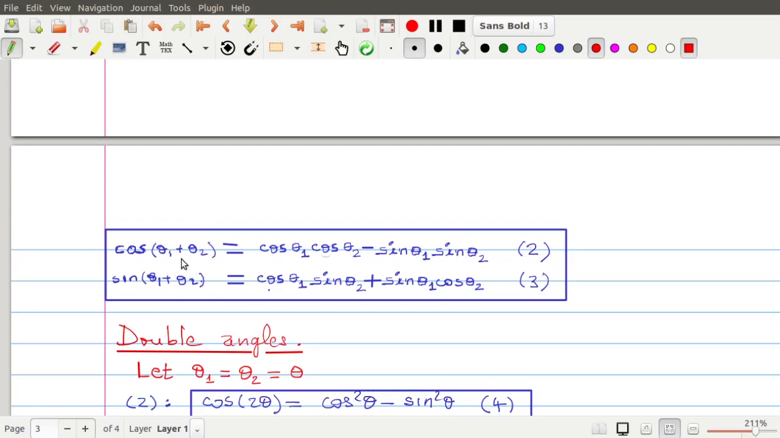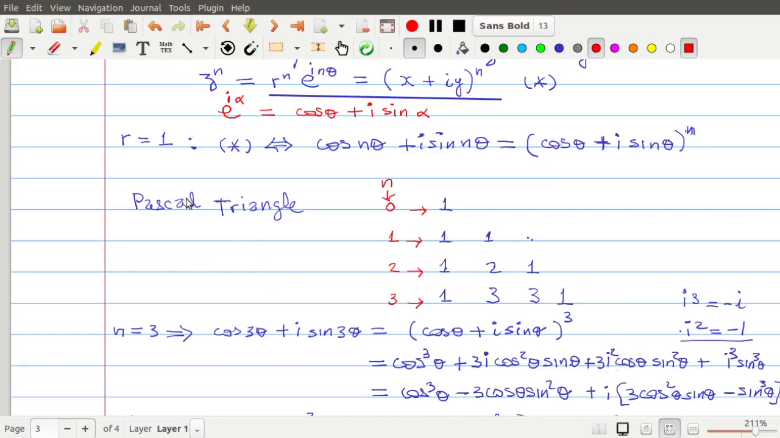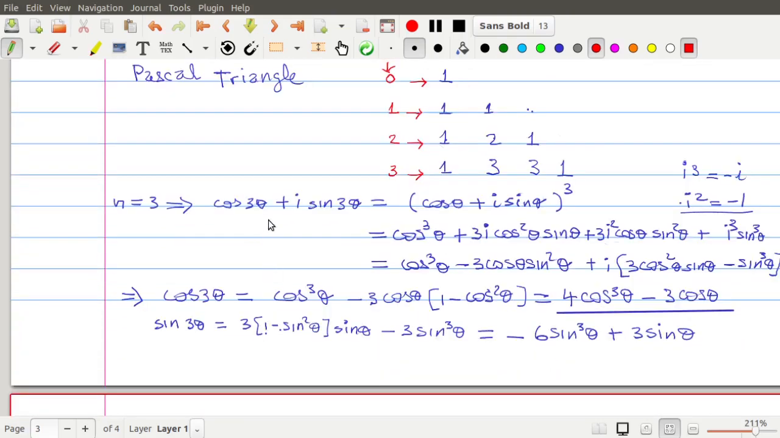But just imagine that you have a very large angle. It will take time, so the simplest way is to use the binomial formula and Pascal's triangle to get the coefficients, and write that the real part of the left hand side is equal to the real part of the right hand side, and similarly the imaginary part of the left hand side is equal to the imaginary part. So that's what we did to get cosine 3 theta and sine 3 theta. We can do the same thing for any angle.